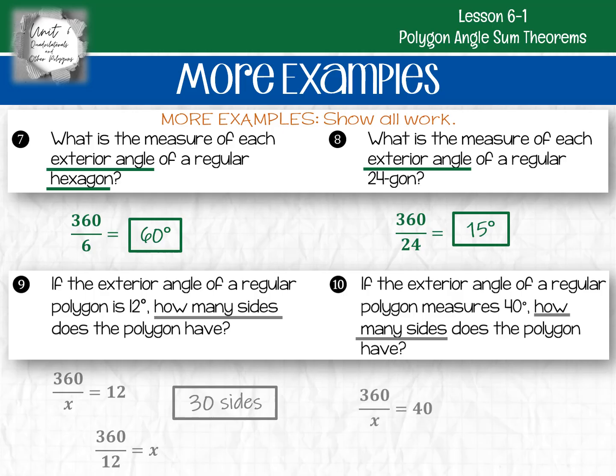If the exterior angle of a regular polygon is 40 degrees, how many sides does the polygon have? So 360 divided by the number of sides is 40 degrees. Switch places. 360 divided by 40 is x. x is the number of sides. The number of sides is 9.